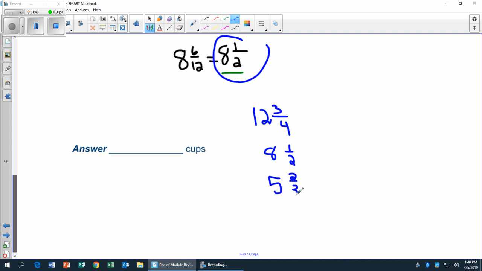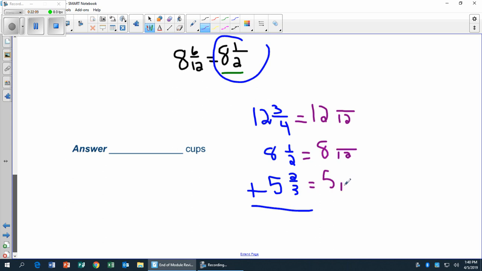So when I go to do that, I see they all have different denominators, and since they have different denominators, I need to change them to the same denominator. So I'm going to bring over all my whole numbers first. And now I'm going to see what common denominator I can make with 4, 2, and 3. I can make 12. So I ask myself, what did I do to each of these to get to 12? Because that's what I have to do to the numerators.